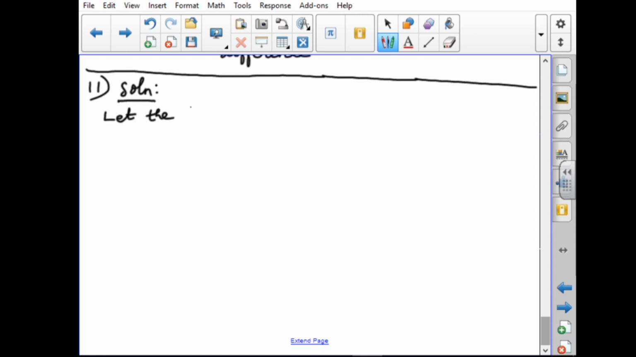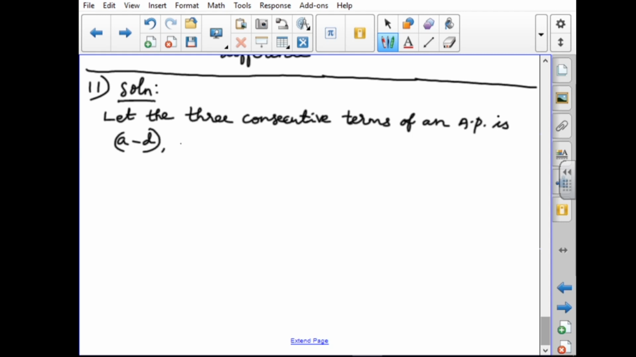Let the three consecutive terms of an AP be, what is the first term? a minus d, comma a, and a plus d. So here a minus d is the first term, a is the second term and a plus d is the third term. We have to assume like that.